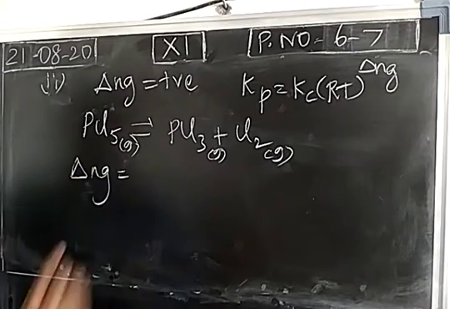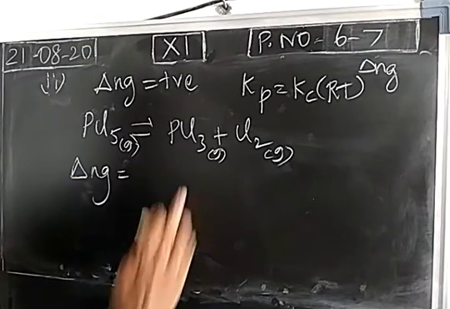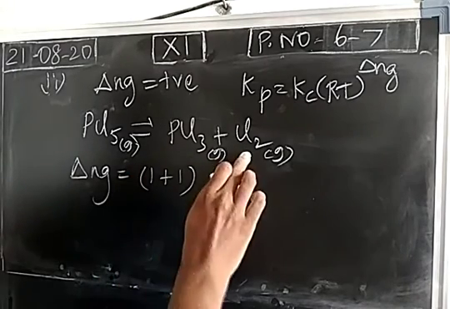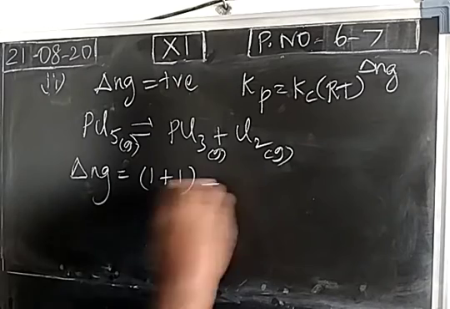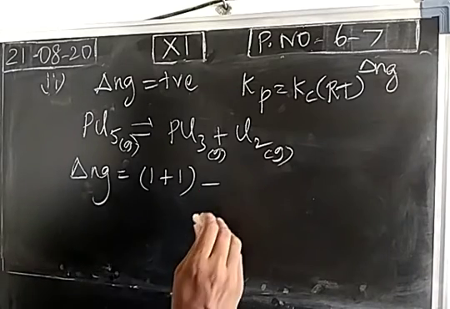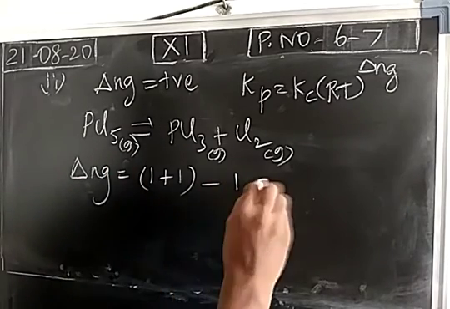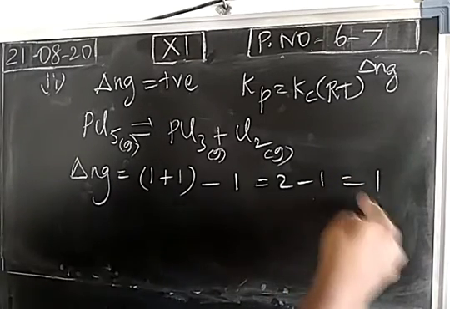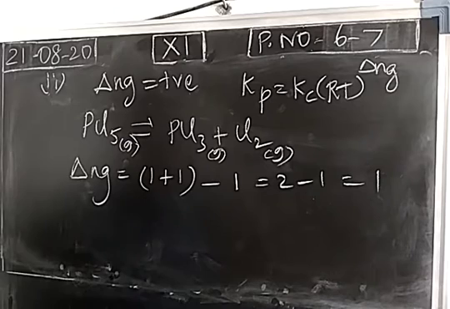Delta Ng is equal to the sum of the number of moles of products: 1 mole of phosphorus trichloride and 1 mole of chlorine gas, so 2. Sum of the number of moles of reactants: we have only one reactant. So 2 minus 1, 1. Okay. So delta Ng value is a positive value.